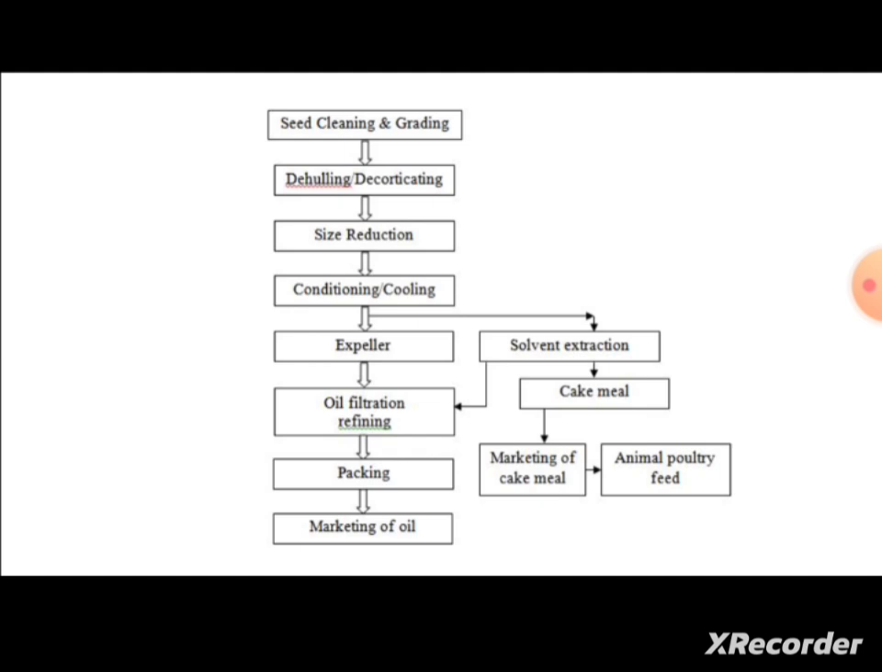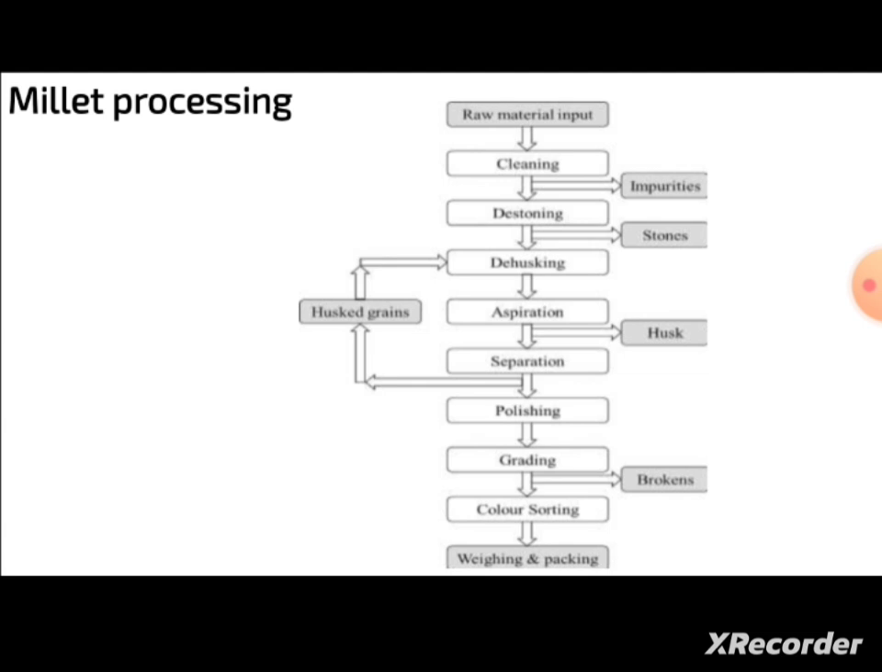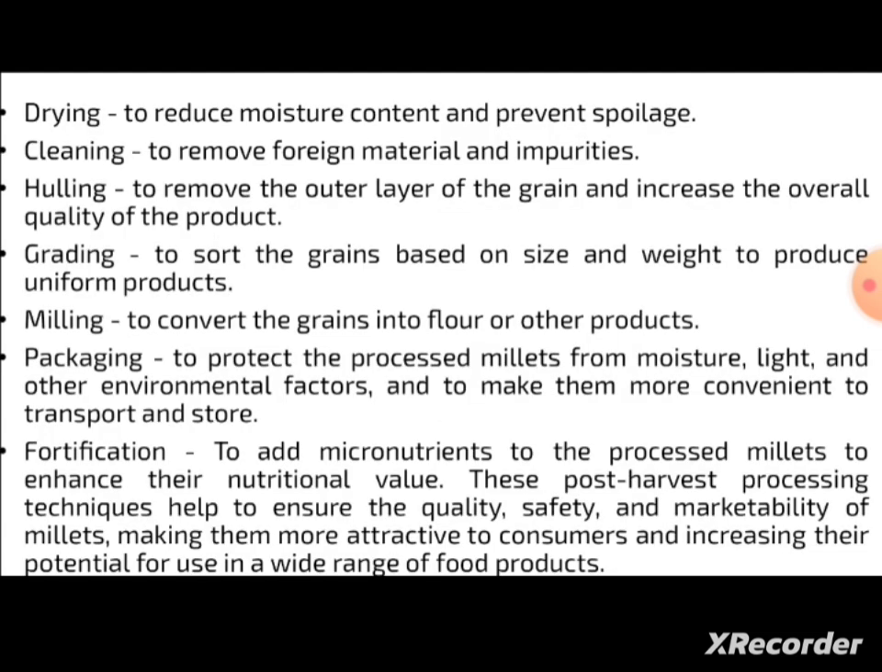or it can be used as a fertilizer for the agricultural field. The last one will be millet processing. Millet processing will take place like cleaning, destoning, de-husking, aspiration, separation, polishing, grading and color sorting. After that the particles will be packaged and sent to the marketing area or to consumers. There are certain factors which need to be considered while processing these millets, millet grains.